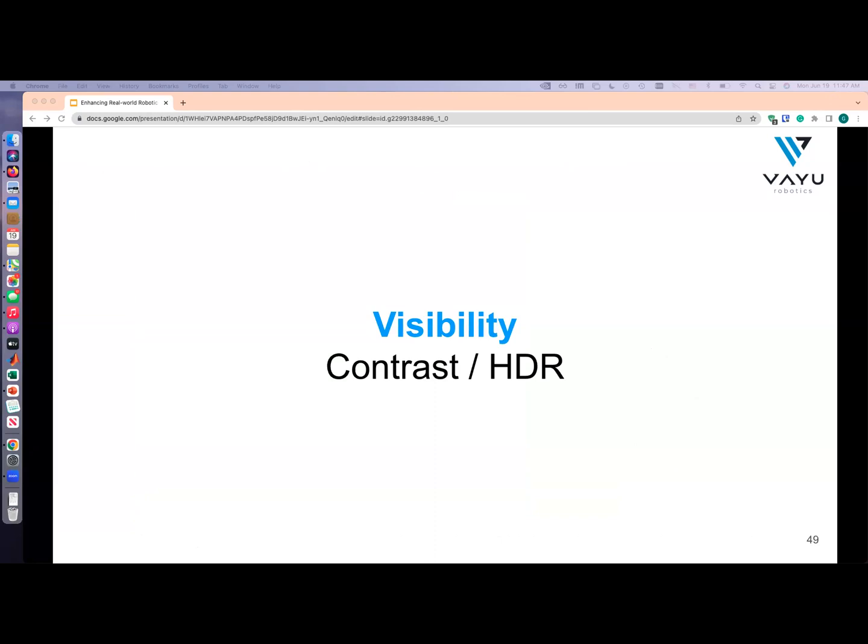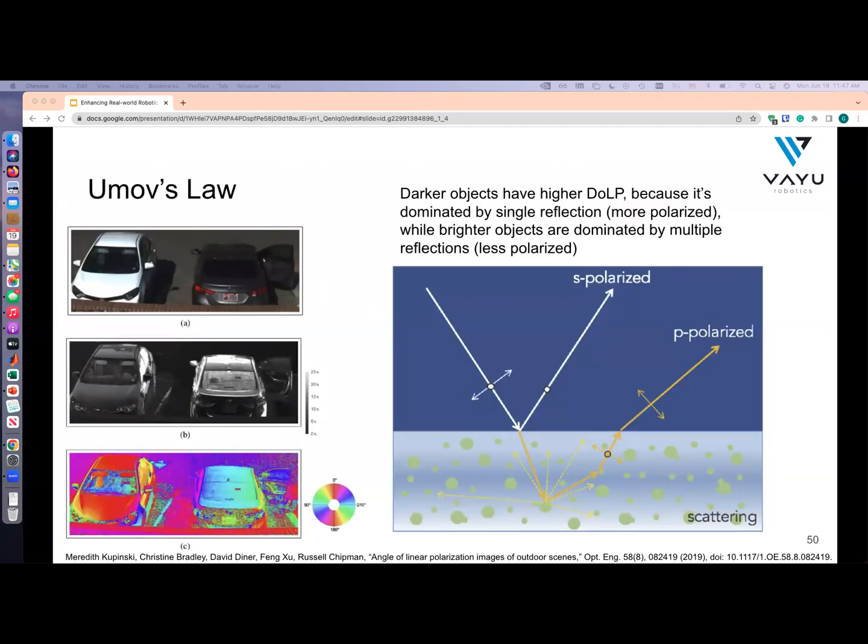Okay, so the last item I would like to talk about in the visibility category is using polarization to improve scene contrast or help capture higher dynamic range scenes. In the case where you have a black car, a dark car in a dark asphalt background, the DLP image will really make the black car pop out because they tend to have high DLP values. This is because darker objects are dominated by single reflection, as you can see here, which is highly polarized, whereas brighter objects tend to be dominated by multiple reflection, which is usually much less polarized.